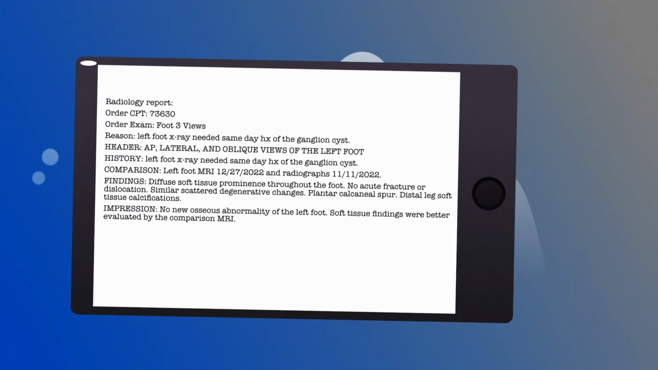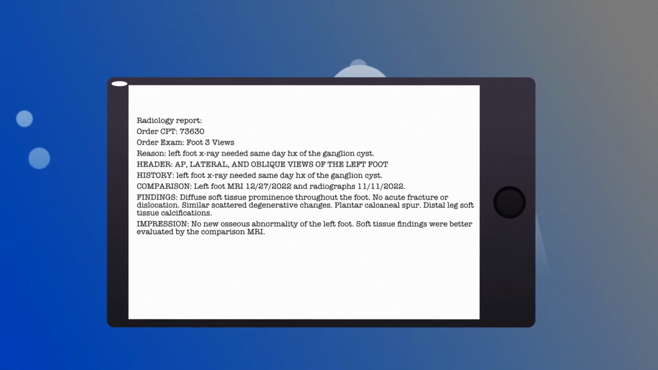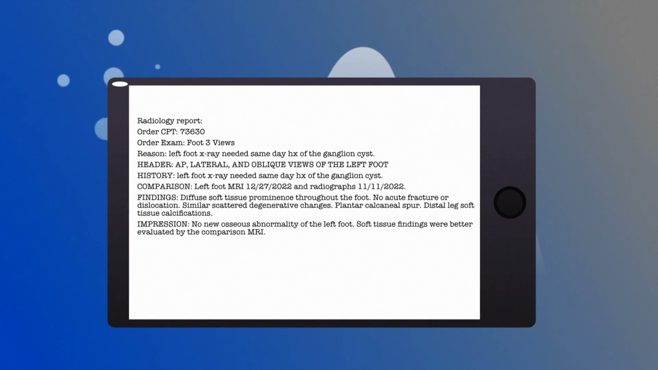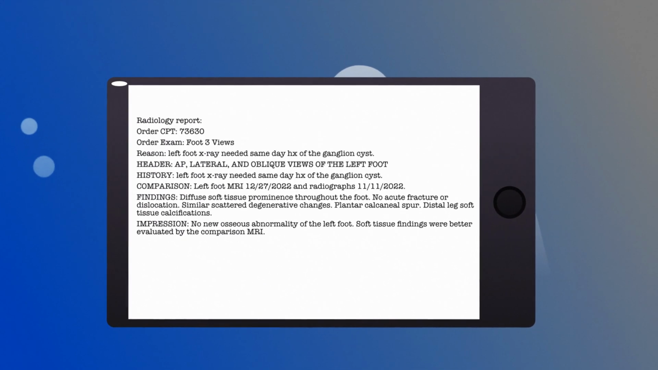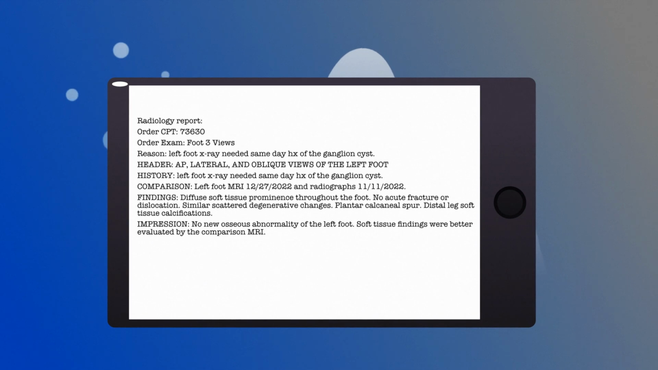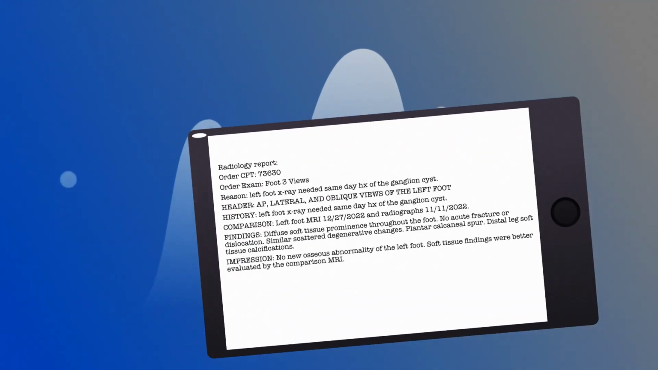Report example. Header: AP, lateral, and oblique views of the left foot. History: left foot X-ray needed same day, history of ganglion cyst. Comparison: MRI 12/27/2022, radiographs 11/11/2022. Findings: diffuse soft tissue prominence throughout the foot. No acute fracture or dislocation, similar scattered degenerative changes. Plantar calcaneal spur, distal leg soft tissue calcifications. Impression: no new osseous abnormality. Soft tissue findings are better evaluated by MRI.